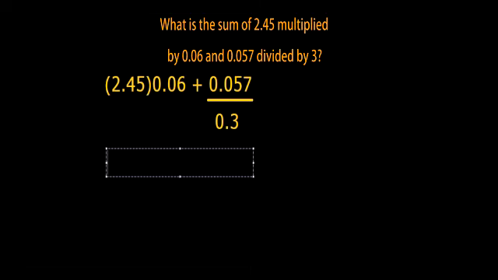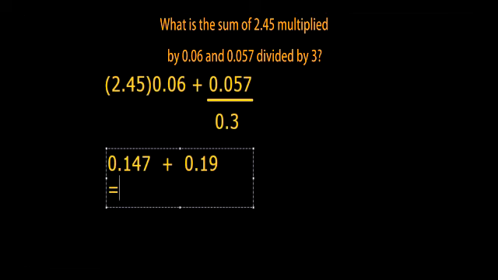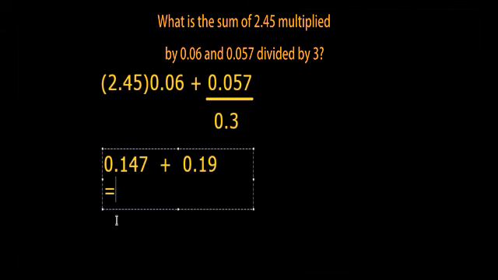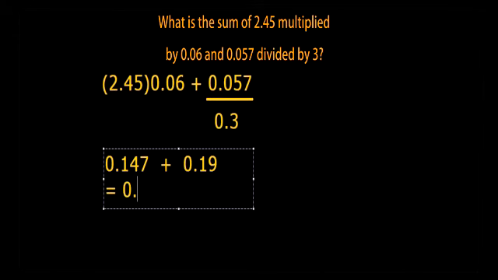This gives us two numbers, which is 0.147 plus 0.19. We simply sum up the two numbers, which gives us 0.337.